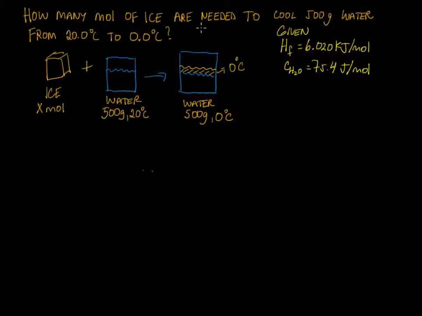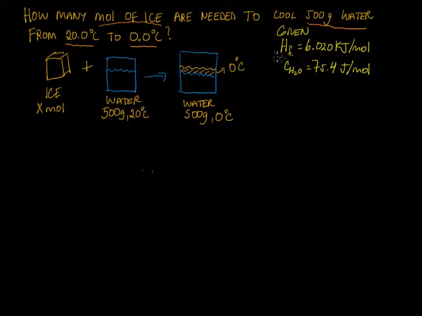In this problem, we're asked to figure out how many moles of ice are needed to cool 500 grams of water. Initially it's at about room temperature and it's cooling down to exactly 0 degrees Celsius. And presumably all of my ice melts. Remember, ice is 0 degrees Celsius. Ice water is 0 degrees Celsius as well, but here we're just going to have ice cold water.